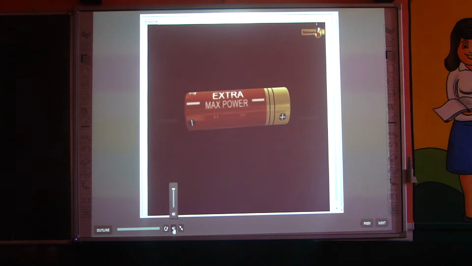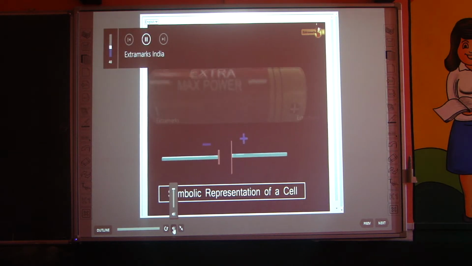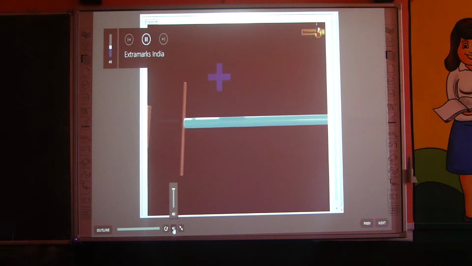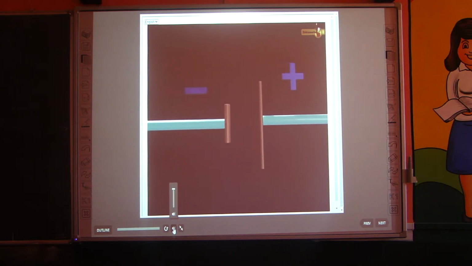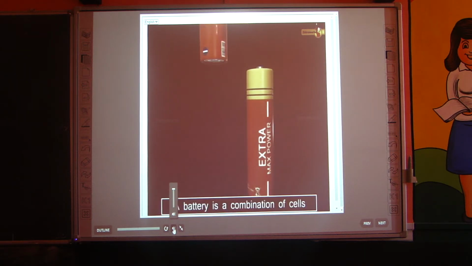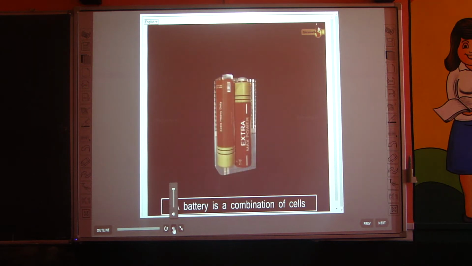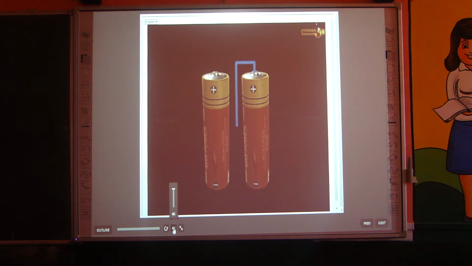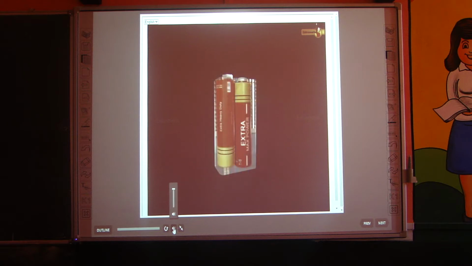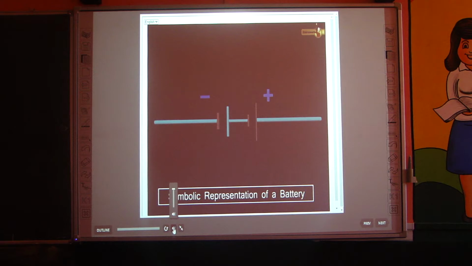In the symbolic representation of an electric cell, the longer line represents its positive terminal, whereas the thicker line, which is also the shorter line, represents its negative terminal. Two or more cells, when joined properly, form a battery. In this combination, the positive terminal of one cell is connected to the negative terminal of the other cell. The symbolic representation of a battery is shown.